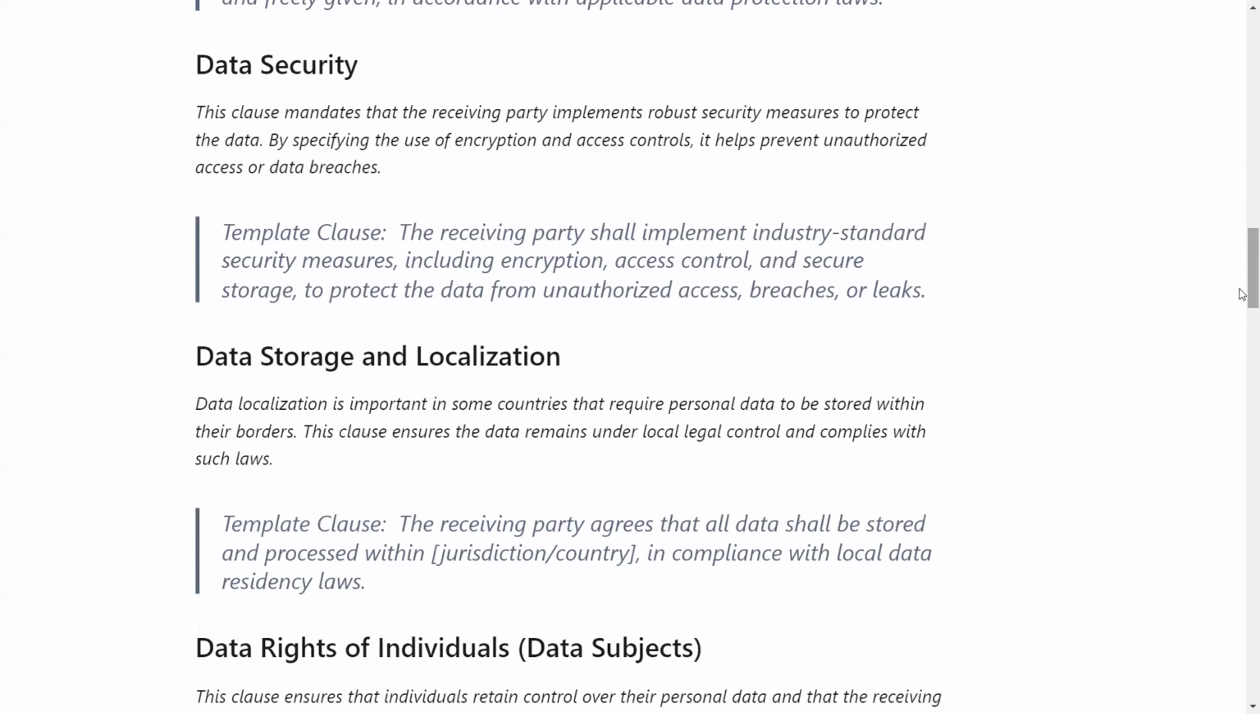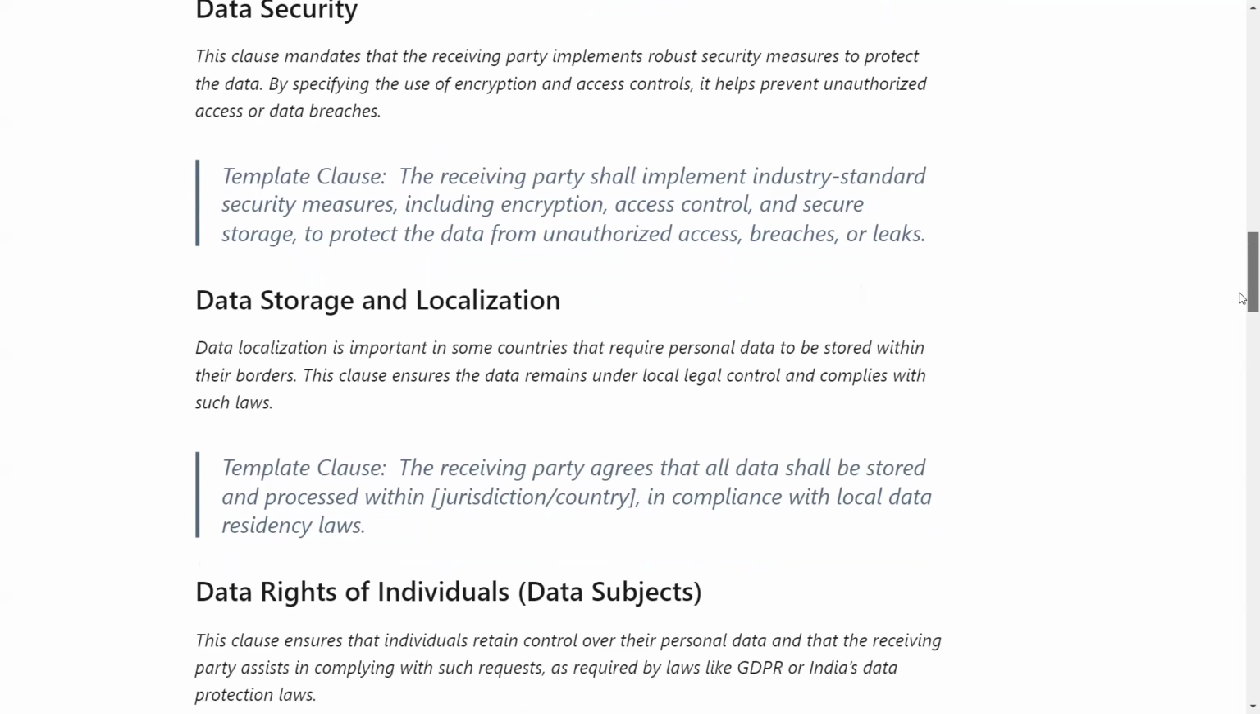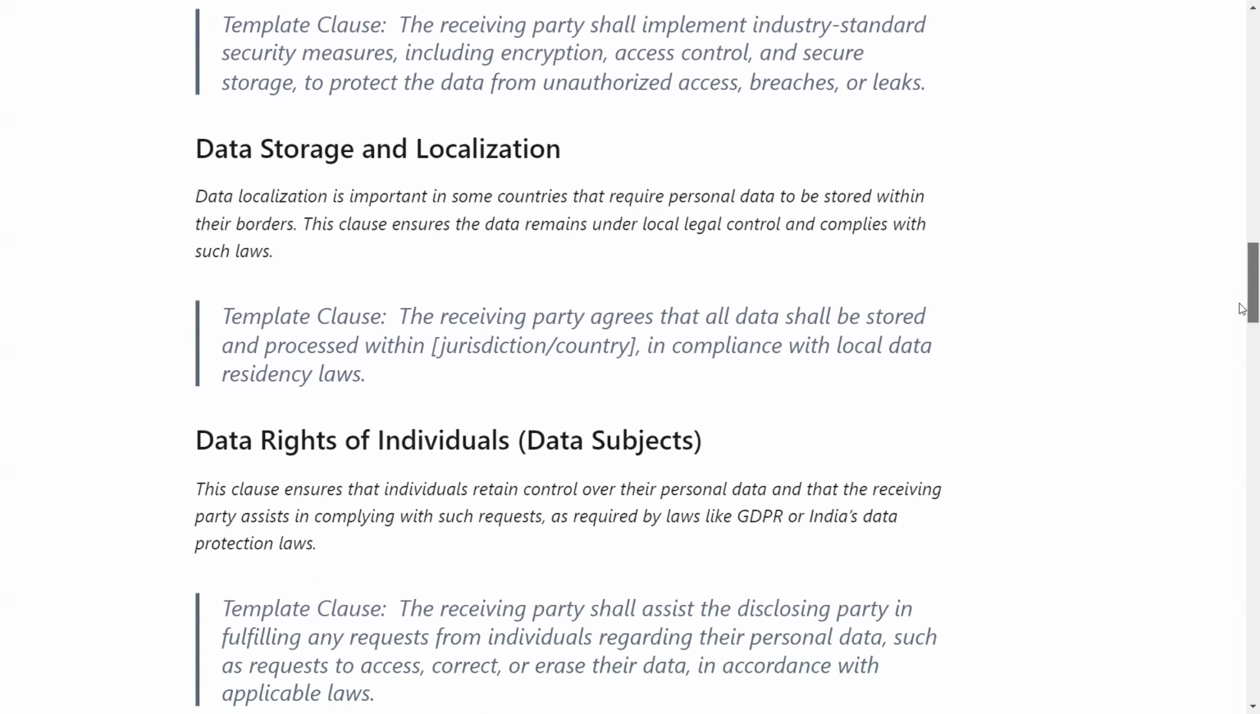Data security. This clause mandates that the receiving party implements robust security measures to protect the data by specifying the use of encryption and access controls. It helps prevent unauthorized access or data breaches. Template clause: The receiving party shall implement industry standard security measures, including encryption, access control, and secure storage, to protect data from unauthorized access, breaches, or leaks.